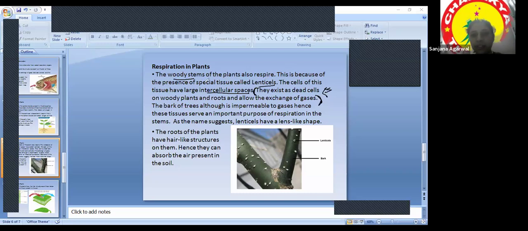This is because of the presence of special tissues called lenticels, and the cells of these tissues have large intercellular spaces. You can say that, similar to guard cells, they have the role. They exist as dead cells on woody plants and roots and allow the exchange of gases. Whereas roots of the plants have hair-like structures, I hope you all have seen already. Hence, they absorb the air present in between the soil spaces. Note this down as well.